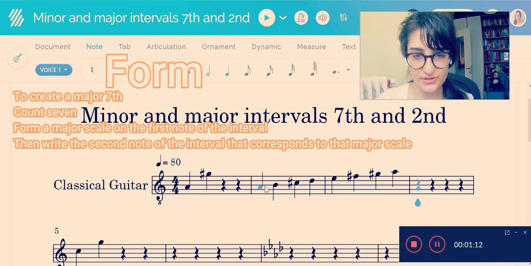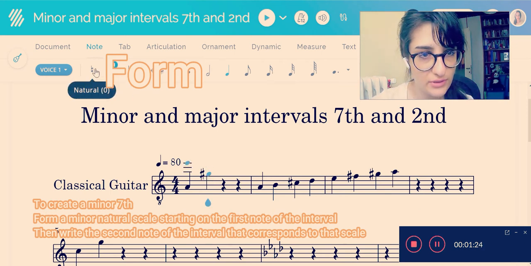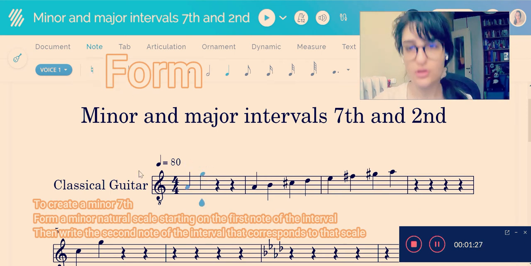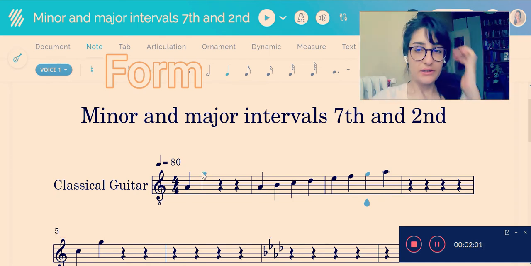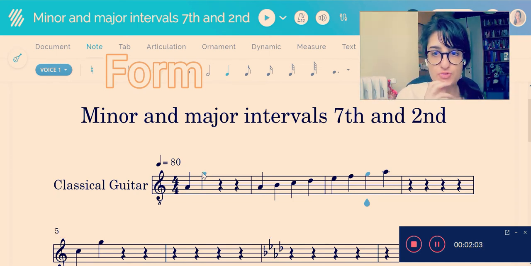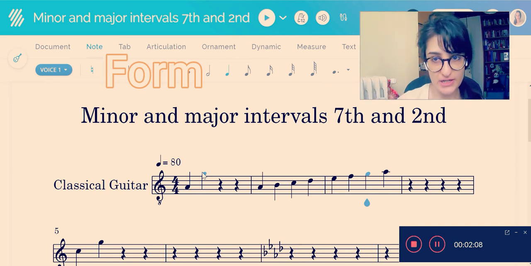Okay, so this is A major, G is sharp, G is also sharp in the interval. We have now created A major seventh. To create the minor seventh, we need this to be a G natural. A to G natural, minor seventh, because the natural minor scale on A has a G natural.